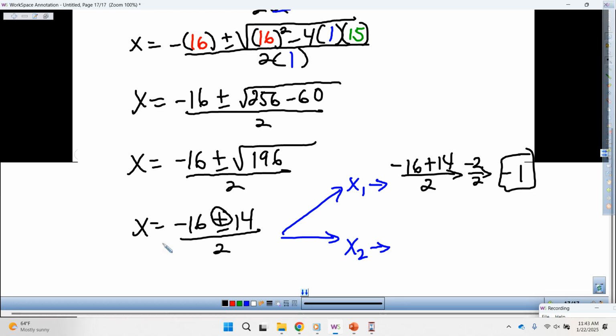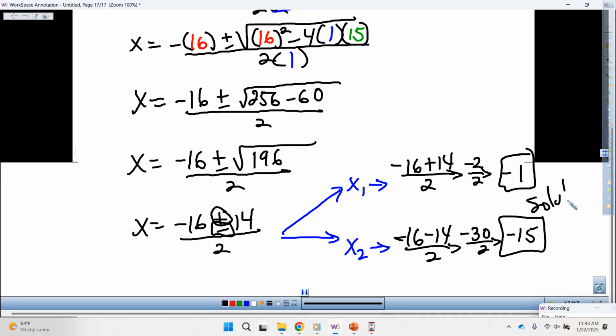My second equation, negative 16, but now it's minus 14 over 2. What is negative 16 and negative 14? That's negative 30 divided by 2. What is negative 30 divided by 2? Negative 15. These are my solutions.